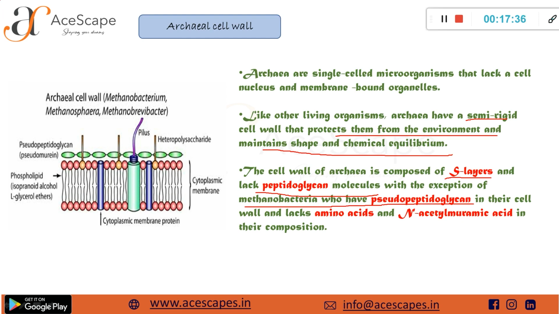So here we are having a picture. Yes, so here we are having the picture of the archaeal cell wall. This is the cytoplasmic membrane and this is the pseudopeptidoglycan, or we call it a pseudomurein, as they do not have the N-acetyl muramic acid, so we call that they have a pseudomurein. Okay, so this is the overall structure of the archaeal cell wall.